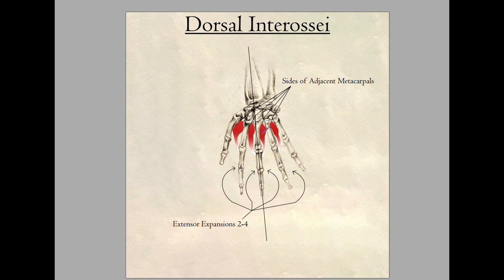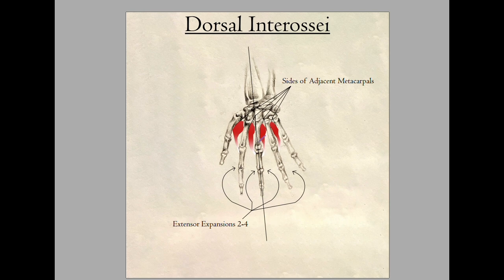So in the rest of the body, say we abduct the arm, our whole arm is moving away from our body, right? Or we adduct the leg, our whole leg is moving towards our body. With the hand, when it comes to the digits, we're talking about away or towards the third digit. That's what we're talking about, okay? Or more specifically, away or towards an imaginary line that runs through the third digit.